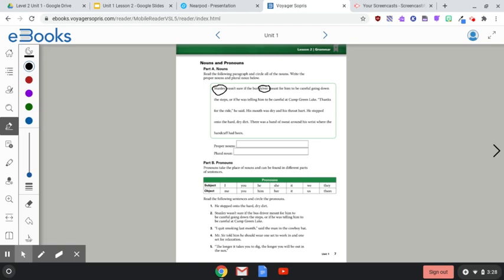I also see the word steps, and I know they are a thing, so I'm going to circle that as well. The sentence also includes the name of a place, Camp Green Lake. So I will circle Camp Green Lake.